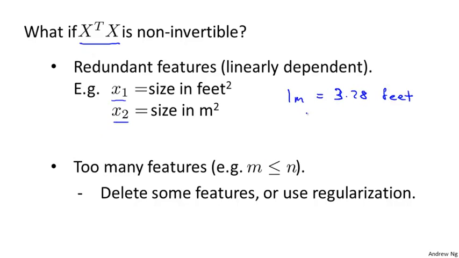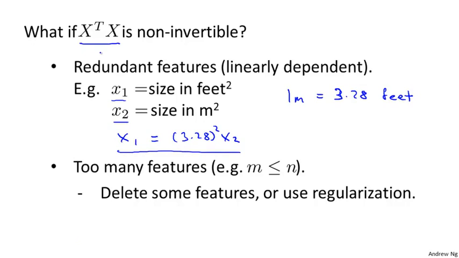rounded to 2 decimals. And so your two features will always satisfy the constraint that x1 equals 3.28 squared times x2. This is somewhat advanced linear algebra now, but if you're an expert in linear algebra, you can actually show that if your two features are related via a linear equation like this, then the matrix X transpose X will be non-invertible.